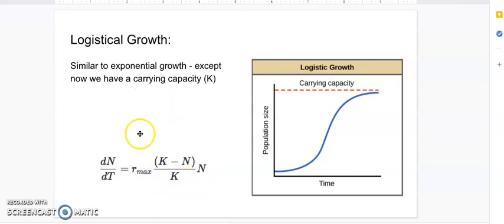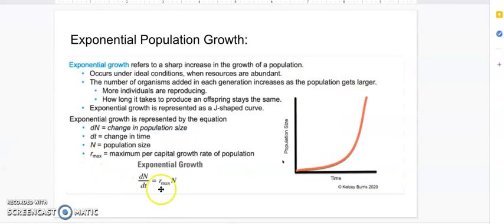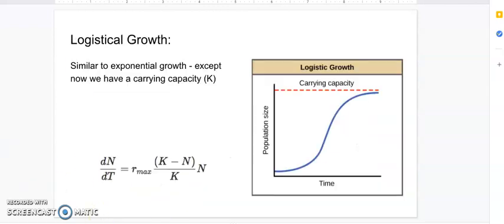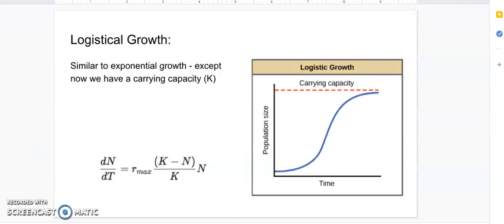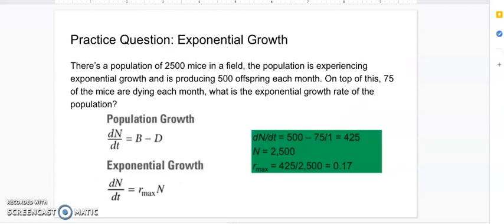The formula for logistical growth is the same as exponential growth. The only difference is that for logistical growth, we have to factor in that carrying capacity, right? So that's K, that's my variable. So how many individuals can the ecosystem actually hold? But otherwise, they look pretty similar right there. So if we look at an example of each of those, the math is not too bad, right? Just like the math you did yesterday.